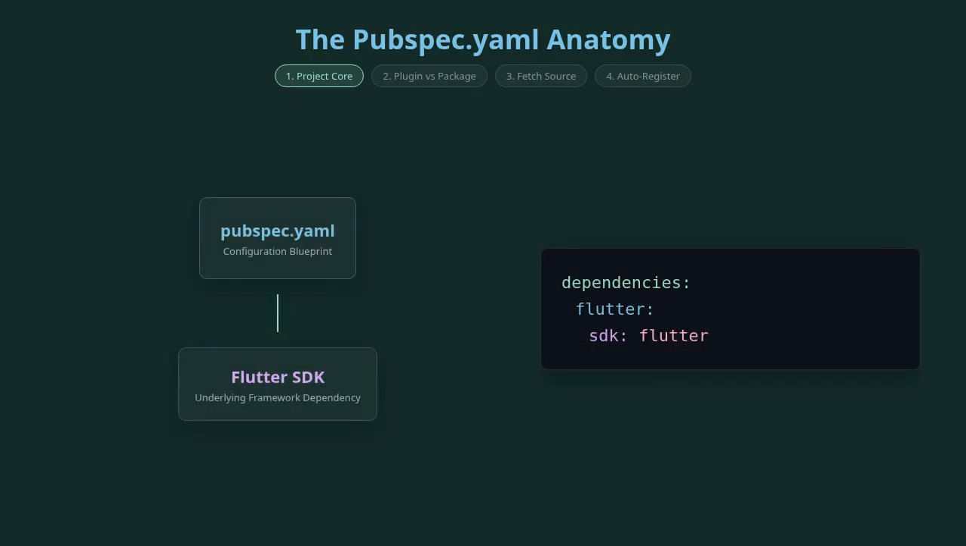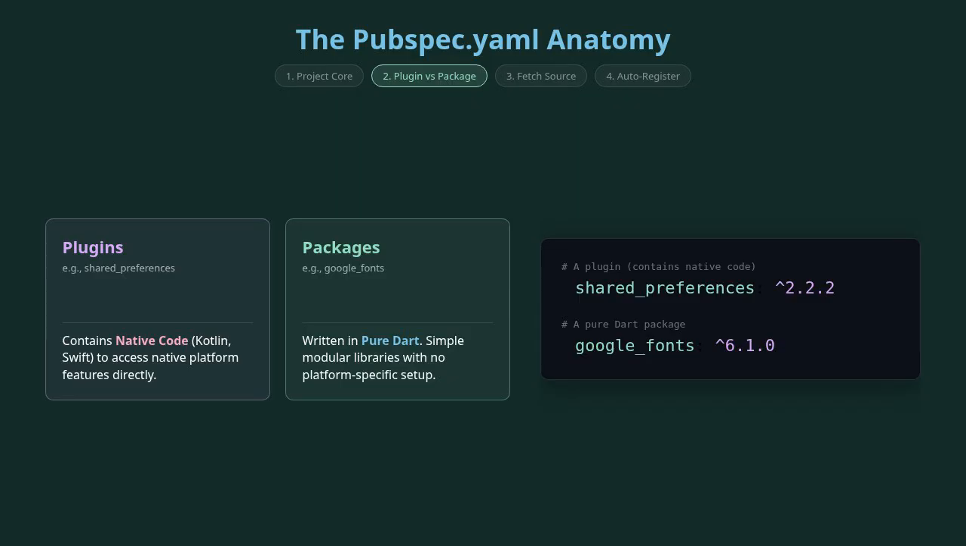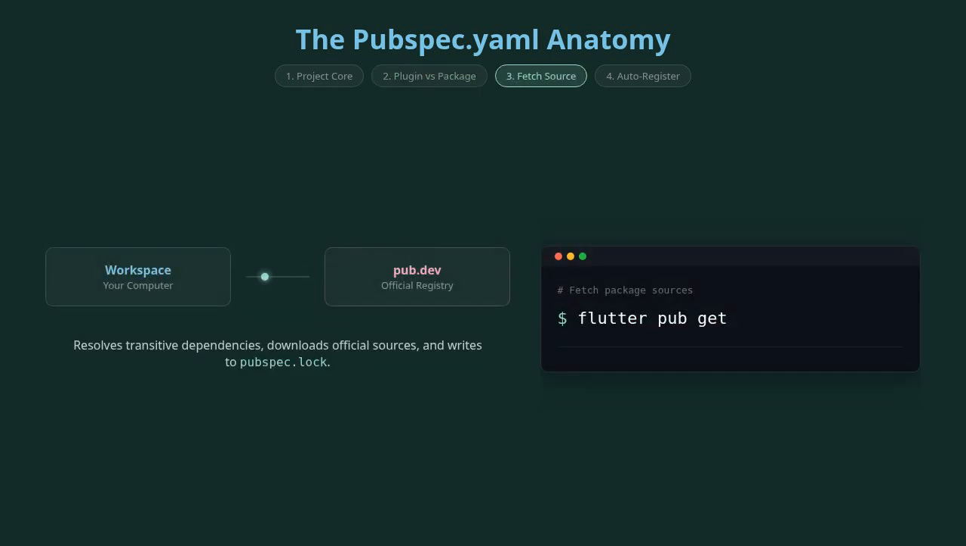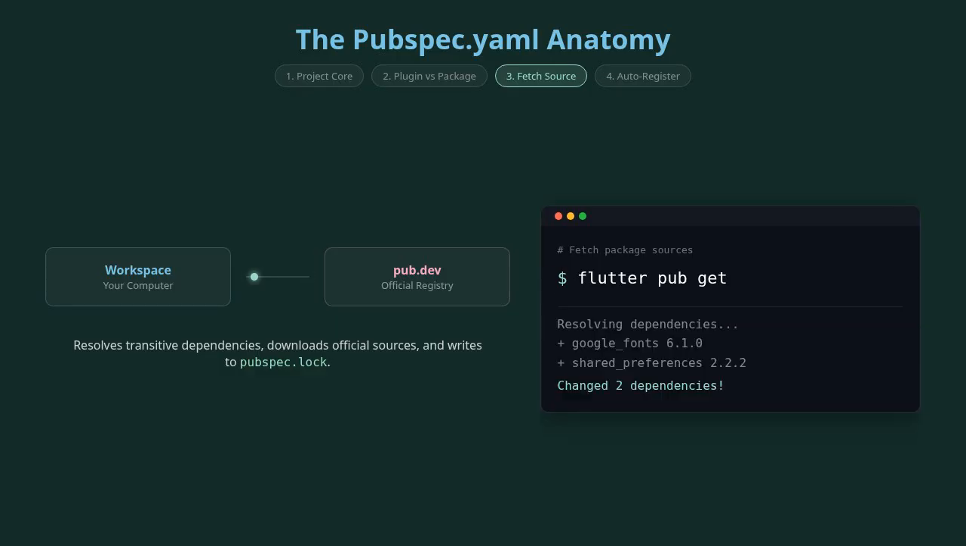Both plugins and packages are managed by the exact same tool, the Dart Package Manager, which you configure inside your project's pubspec YAML file. When you add a dependency like Shared Preferences, which is a plugin that writes to Android's Shared Preferences and iOS's NSUserDefaults, or Google Fonts, which is a pure Dart package that fetches styling assets, the CLI tool flutter pub get handles everything. It downloads the source files from the official repository at pub.dev and links them to your project.